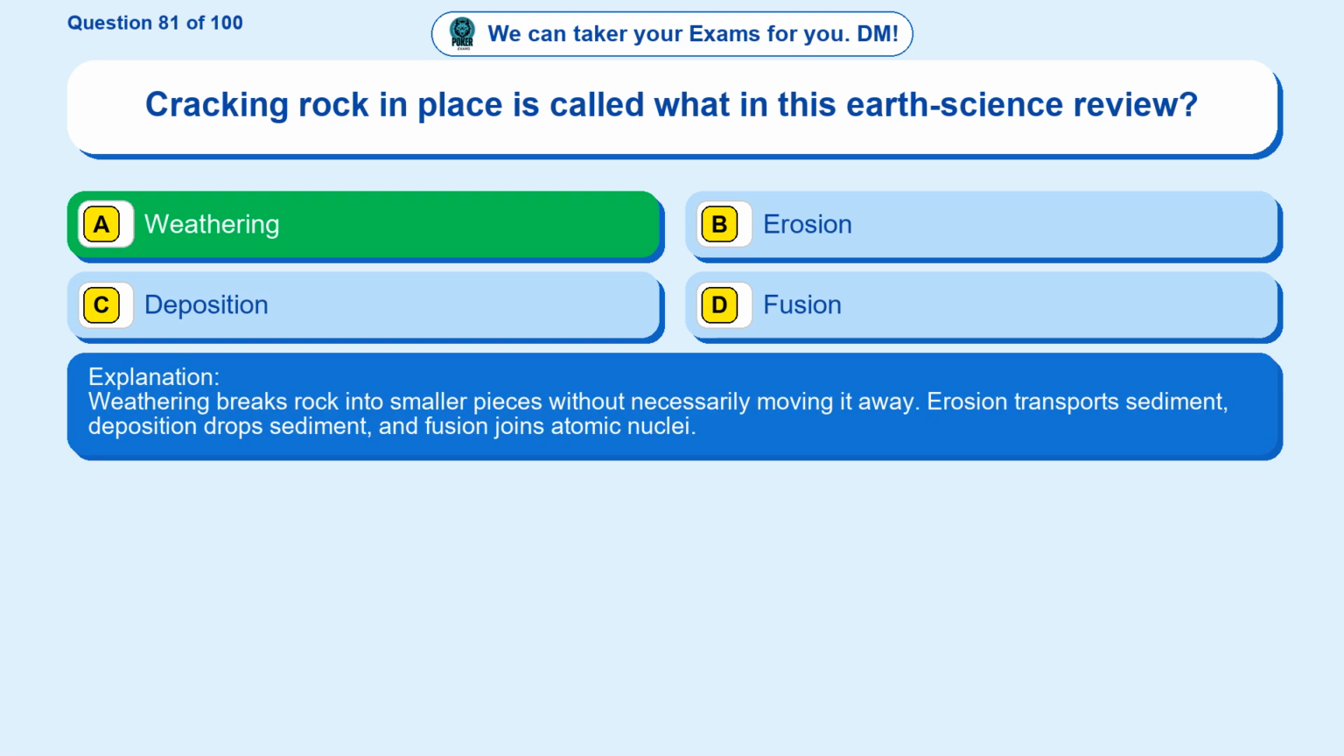Weathering breaks rock into smaller pieces without necessarily moving it away. Erosion transports sediment, deposition drops sediment, and fusion joins atomic nuclei.